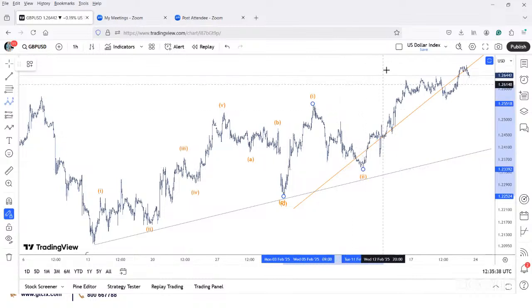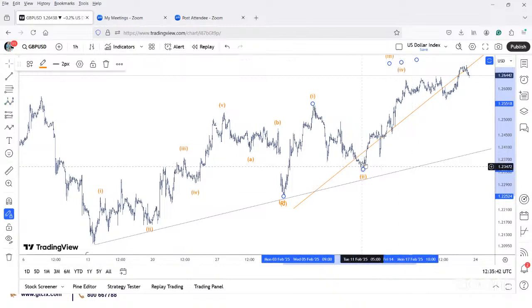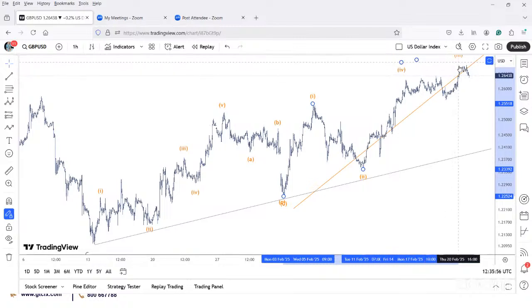And wave three is expanding, but the third wave is an extension itself. Can you count five waves here, gentlemen? One, two, three, four, and five. That is the third wave extension in itself. So we are going to that bracket three should be somewhere here.